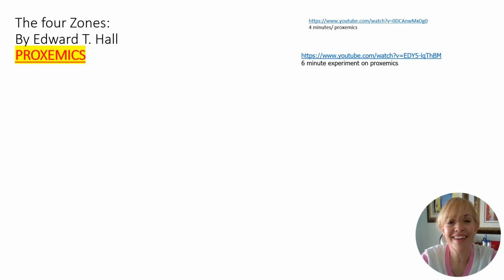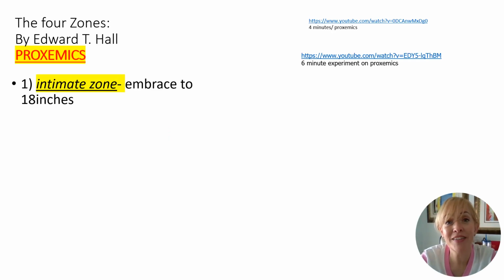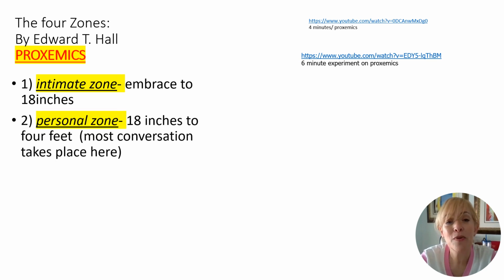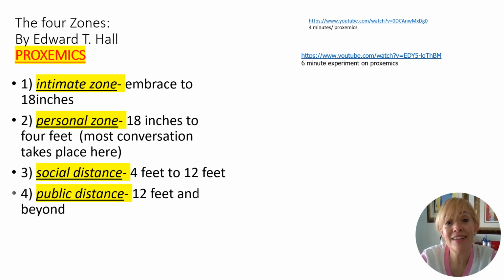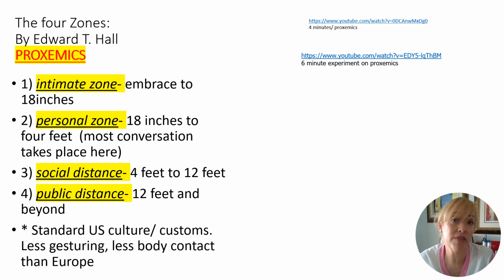Another fun thing to study in social psychology is Edward T. Hall's proxemics theory. And he says we have 4 zones. We have the intimate zone, the personal zone, social distance, and public distance. And every culture feels differently about these zones. Like in America, we very much value our space and our privacy, right? So we don't let a lot of people into the intimate zone.